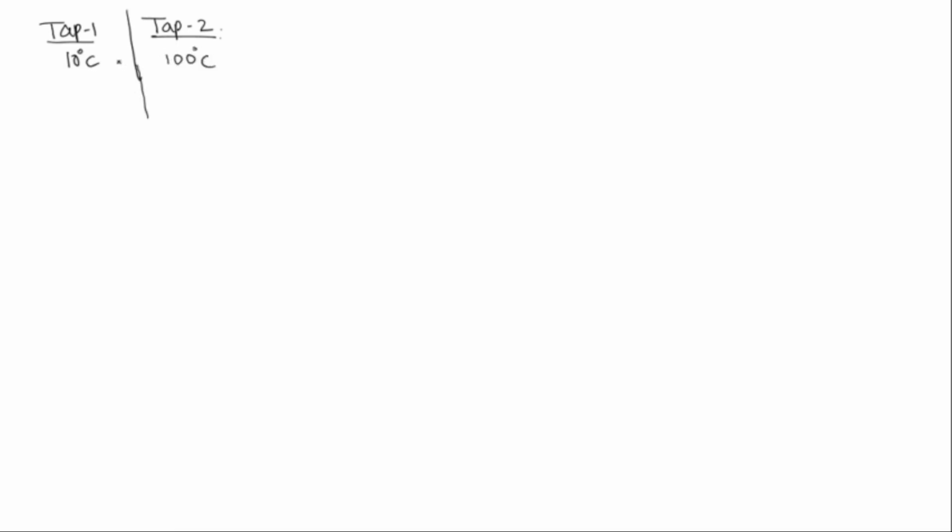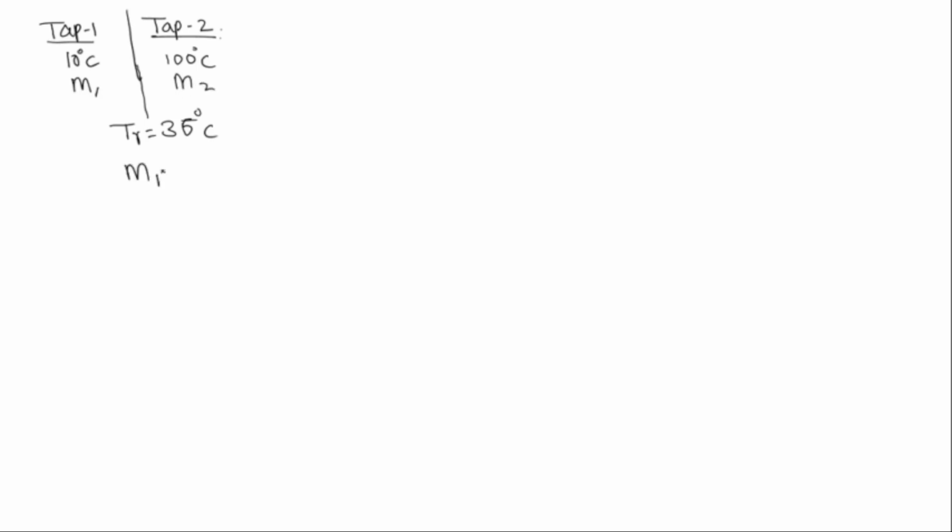We should find out the amount of hot water that must be taken so that we get 20 kgs of water at 35 degrees Celsius. So TR, the resultant temperature, is 35 degrees Celsius. Let the mass of water in tap 1 be M1 and the mass of water in tap 2 be M2. They've told us that we should get 20 kgs of water.